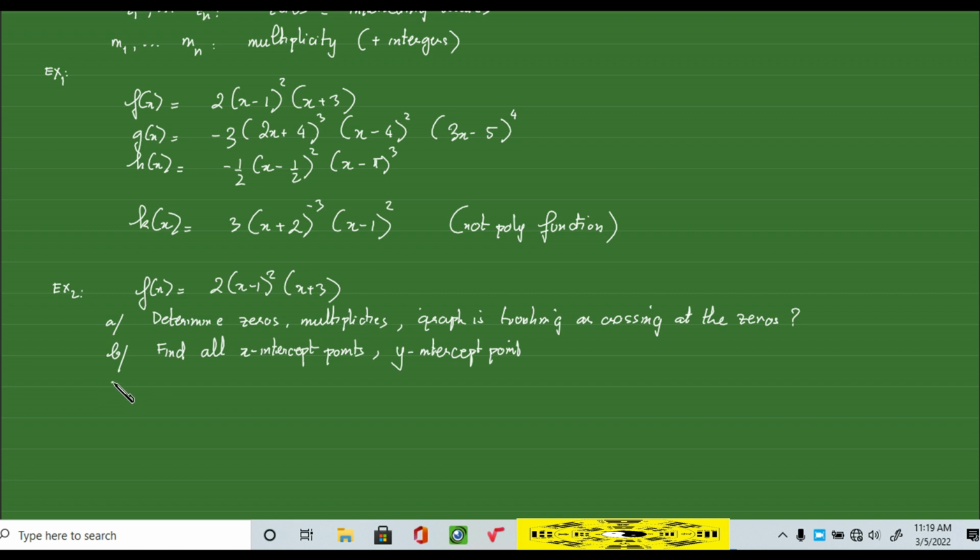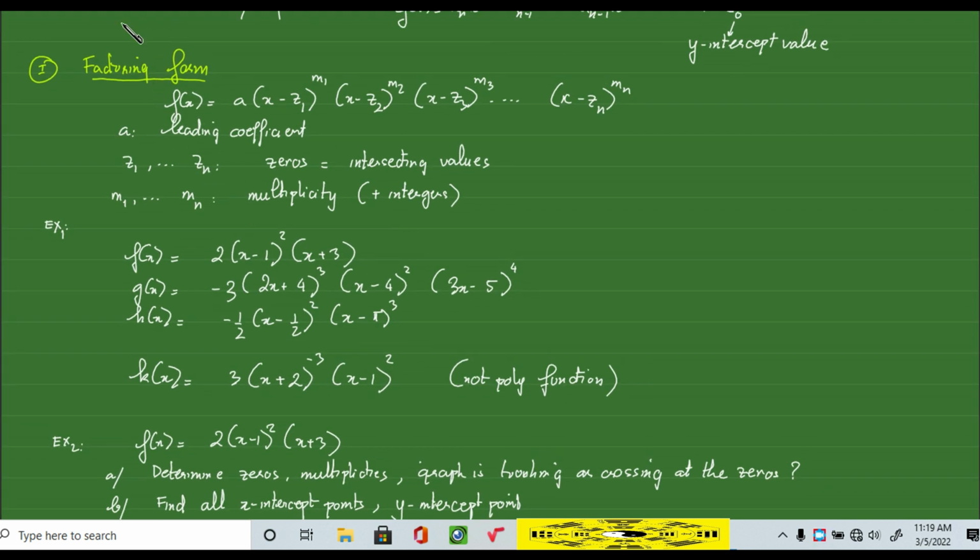Okay, and part C, I want you to find the ending behavior for this. Alright, so before we jump to the answer, before we start answering the first question, maybe I'm gonna miss something over here, so I'm gonna add a little bit of information for you to determine whether or not the function is crossing or touching at a certain 0.